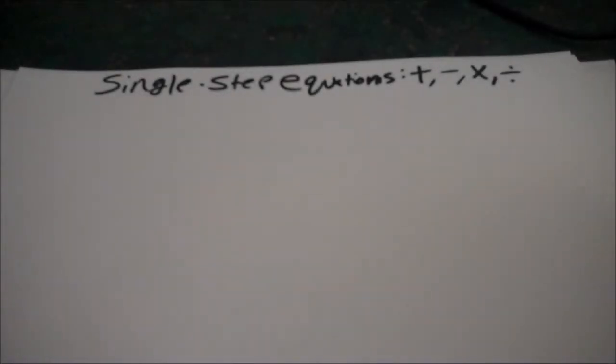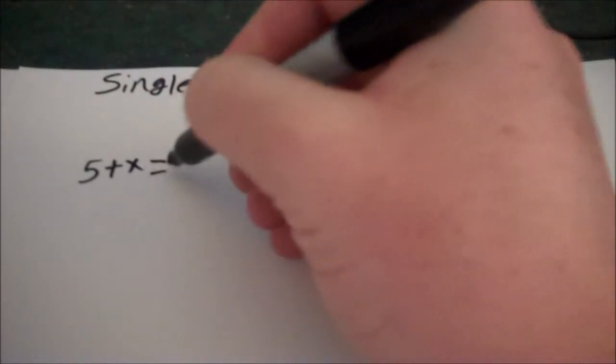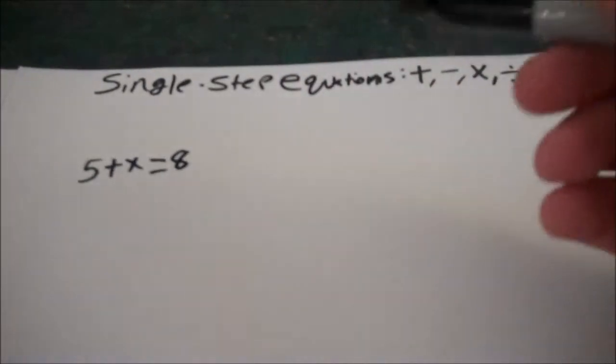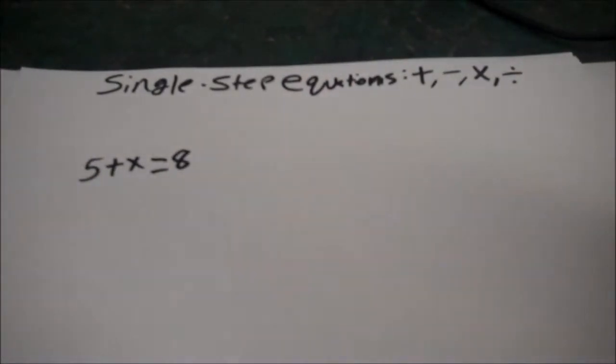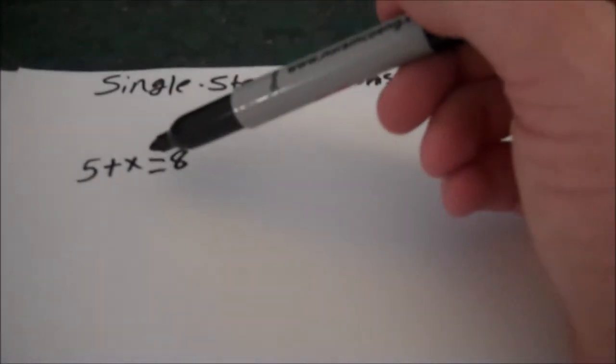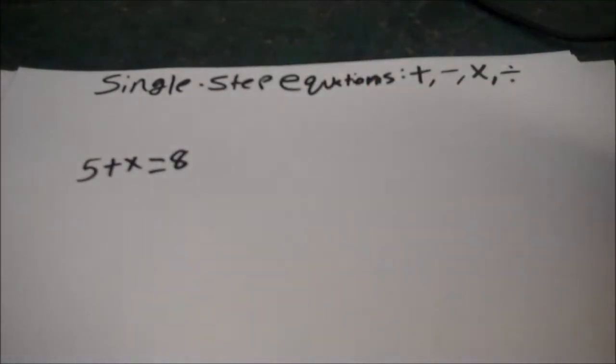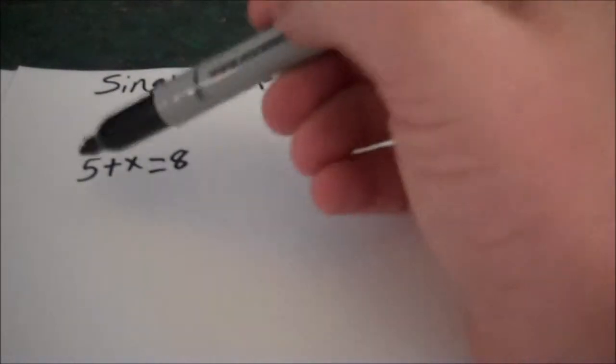Alrighty then, so today I'm going to be showing you how to solve single-step equations using adding, subtracting, multiplying, or dividing. So our first problem we have here is an addition problem. We'll have 5 plus x equals 8. We know we have 5 and 8, but we don't know what x is. In order to get that, we must subtract 5 from both sides.